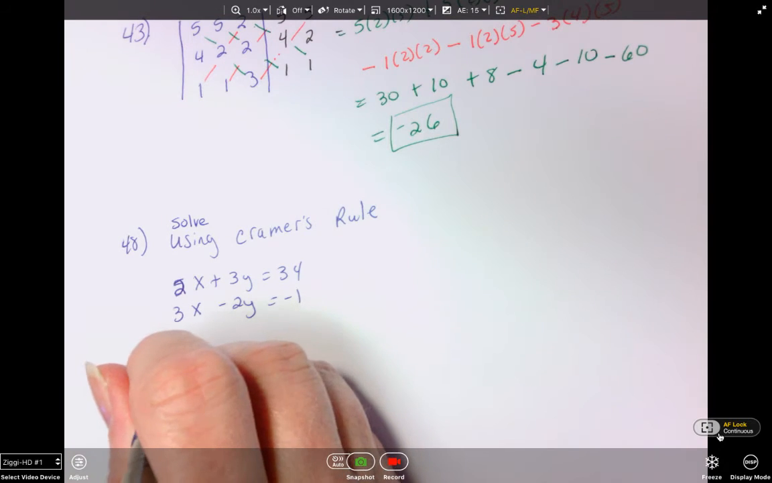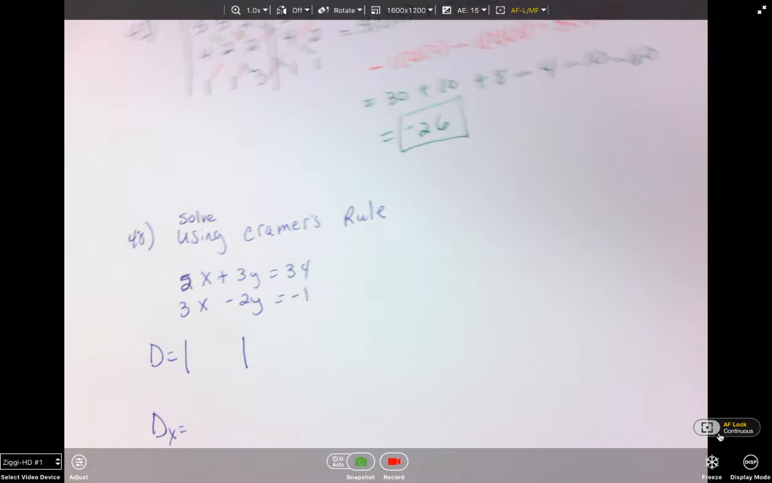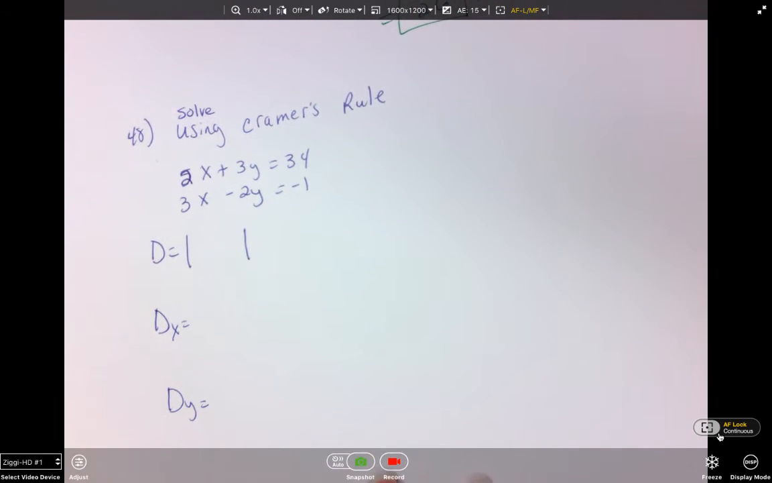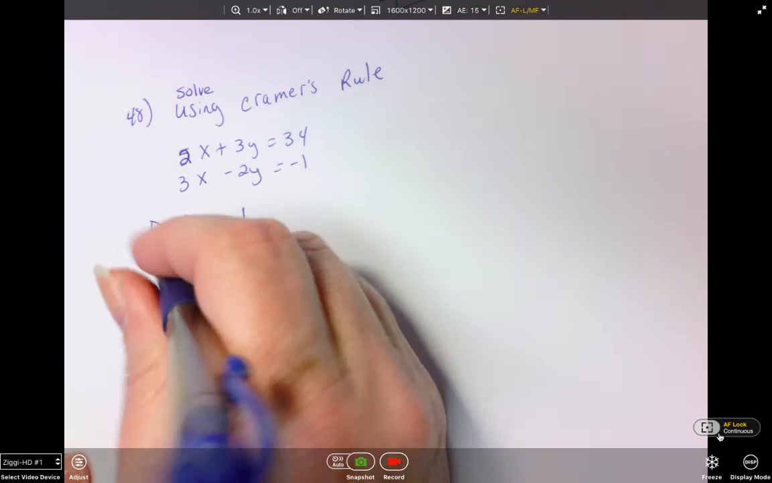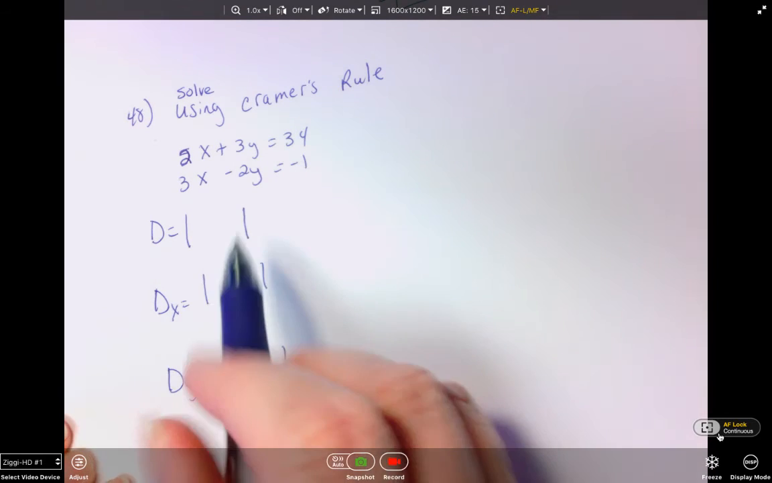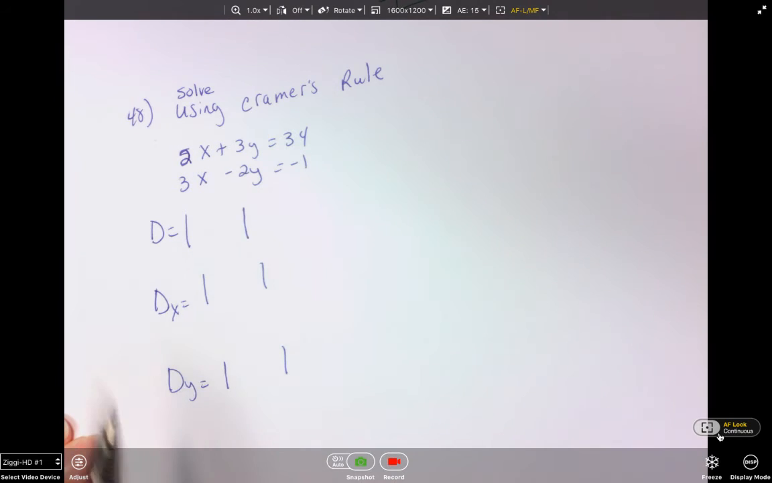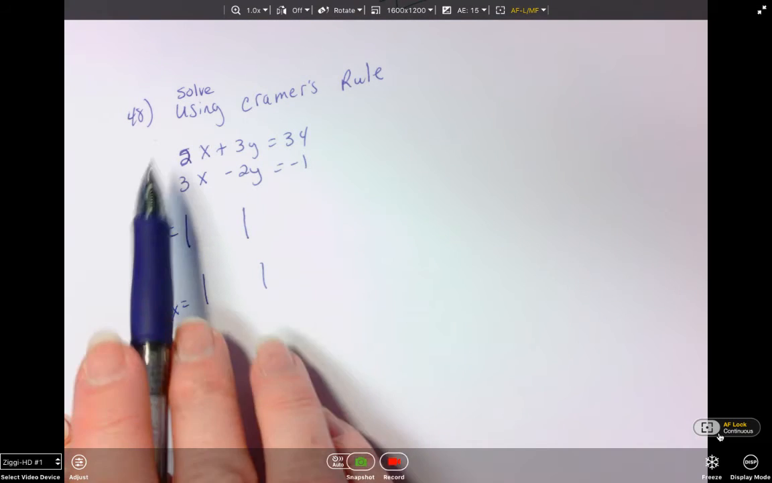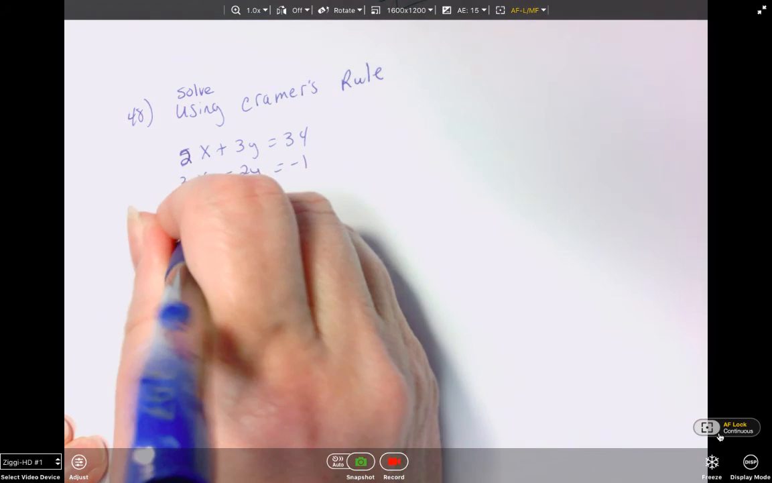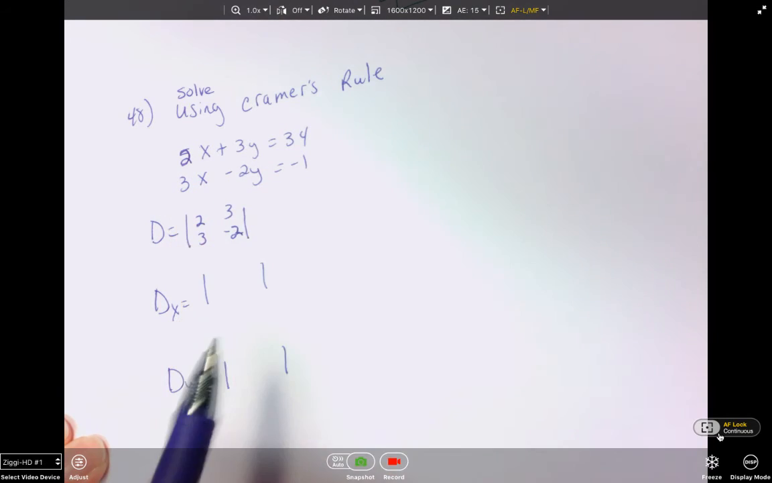So we're going to have our determinant here, then we'll have our dx, and we'll have our dy. Let me move this up a little bit further so we can see all of it at one time. For our numbers in our determinant, we're pulling them straight out of the system of equations we have here. So we're going to pull our coefficients down. So we have 2 and a 3 and a 3 and a negative 2.